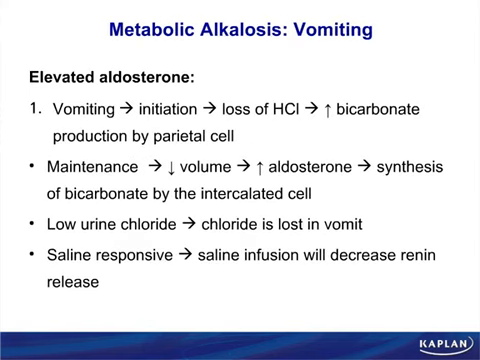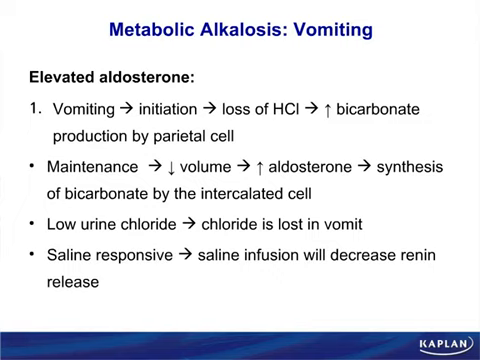Okay, let's talk about metabolic alkalosis for a minute. This is a concept that they like to ask about. Vomiting. In patients that are vomiting, you get a metabolic alkalosis. The initiation is loss of hydrochloric acid from the stomach. You can also see this with nasogastric suctioning. This leads to an increased production of bicarbonate by parietal cells, and the blood leaving the stomach has a high bicarbonate. That's the initiation.